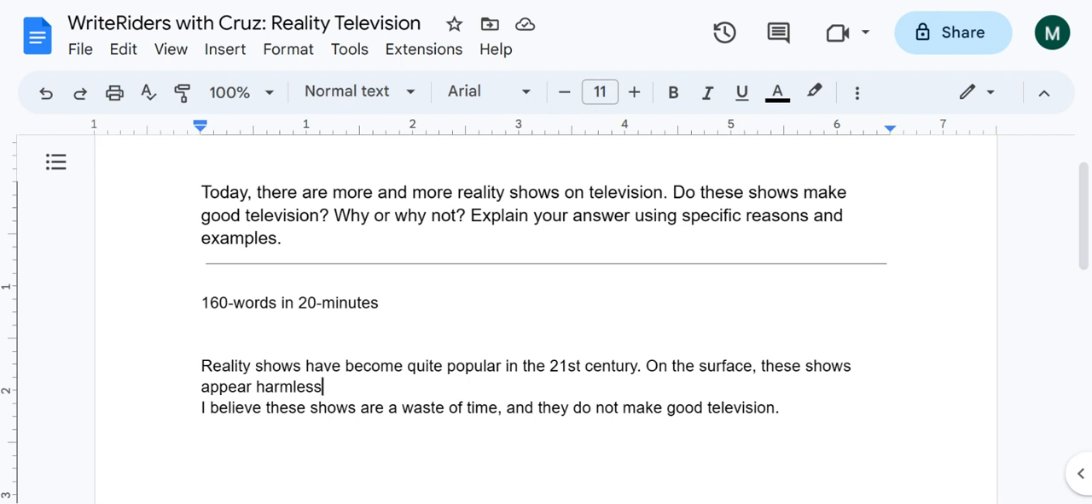On the surface, these shows appear harmless because they highlight, I was going to say the daily experiences, they highlight everyday experiences.